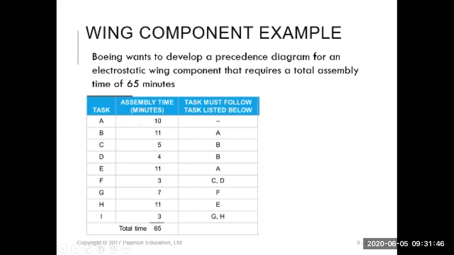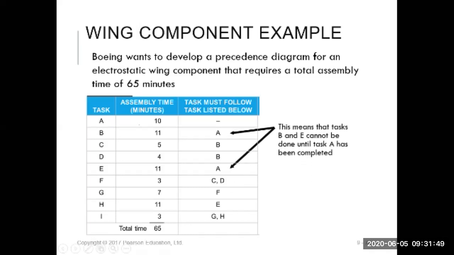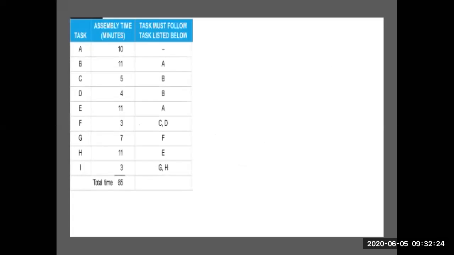We can start B only after we complete A, and E can start only after we complete A. We can start C and D after we complete B. All of this we call the precedence relationship. Start G after we complete F. So we can draw the precedence relationship based on this list. I want to show you how to draw the precedence diagram.